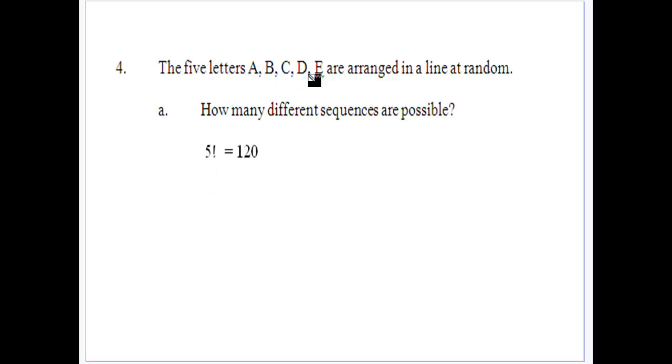In the first spot, it could be 1 of 5, and then the second spot, 1 of 4, 1 of 3 in the third spot, 1 of 2 in the fourth spot, and it must be the last one. So 5 factorial, 5 times 4 times 3 times 2 times 1 gives us 120.